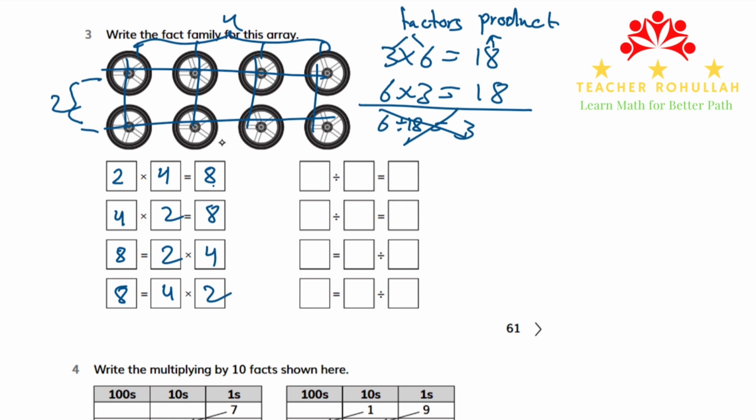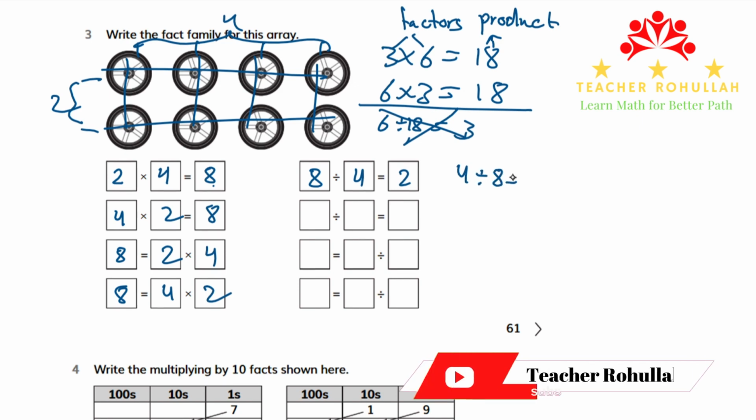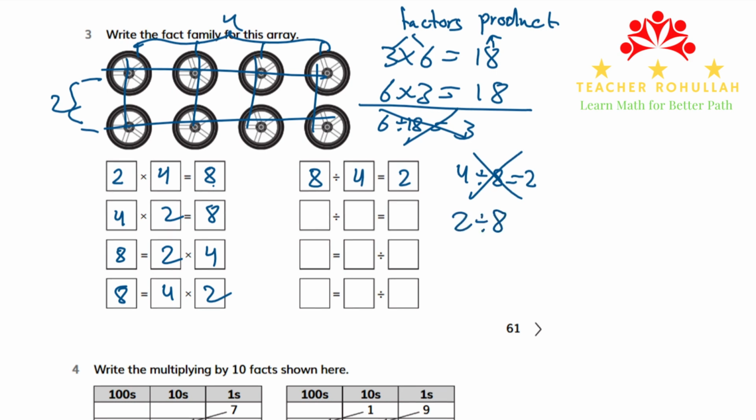So according to the fact family and according to the level that you are in, we can divide the product by one of the factors to get the other factor. So the product is 8. 8 divided by 4 equals 2. If we write 4 divided by 8 equals 2, it is wrong. Or if we write 2 divided by 8 equals 4, this is also wrong. According to this fact family, 8 divided by 4 is 2, and 8 divided by 2 is 4.